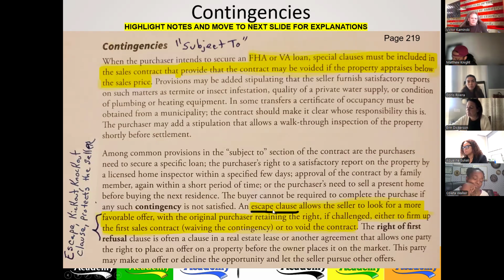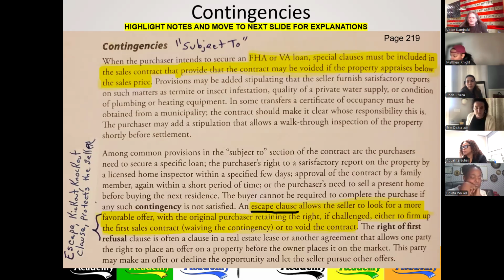Now, contingency clauses usually begin with the words subject to. You know, the purchase is subject to the house appraising for the purchase price, subject to the approval from the family members that are contributing towards the money to buy the house, subject to the sale of the buyer's current home, or subject to the expiration of the buyer's current lease, because the landlord may not be willing to let him out of the lease early. Things of that nature.